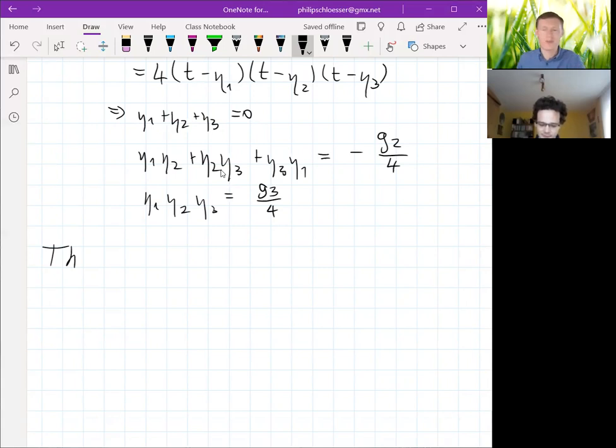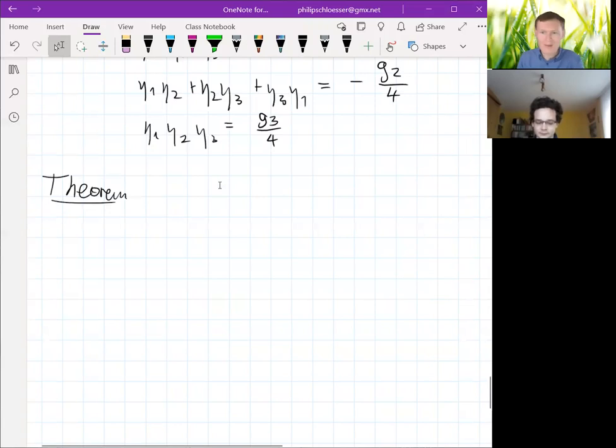Now, what is not so unimportant is the big theorem we are going to discuss now. Namely that, well, we have the Weierstrass P function and we have its derivative. And actually, every elliptic function can be expressed in terms of the two.